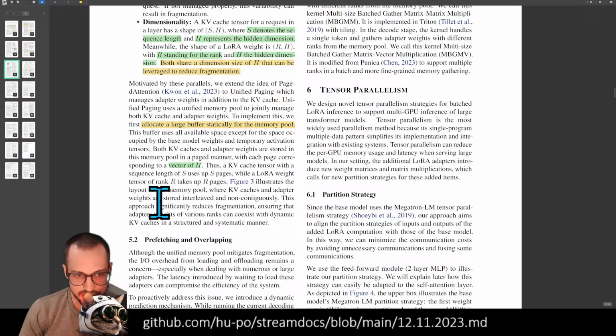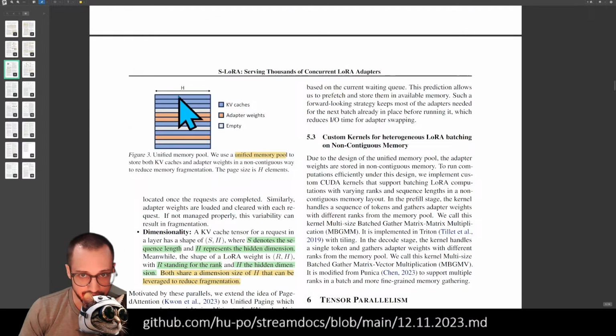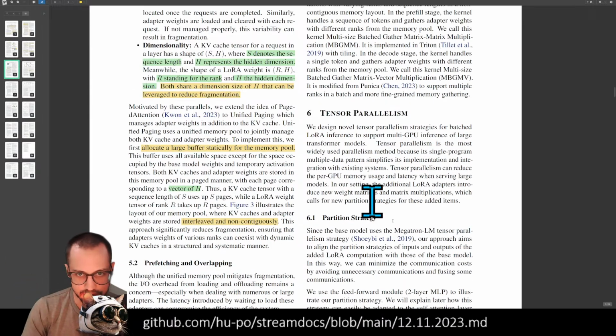Thus, a KV cache tensor with a sequence of length S uses S pages. A LoRA weight tensor of rank R uses R pages. Figure 3 illustrates the layout of our memory pool, where KV caches and adapter weights are stored interleaved and non-contiguously. What they mean by that is, it's not like all your KV caches are up here and then you have all your adapters. They're interleaved together, so you have KV cache, empty, adapter, KV cache, empty, KV. It's like a generic pool where you're just throwing in LoRAs and throwing in KV caches.